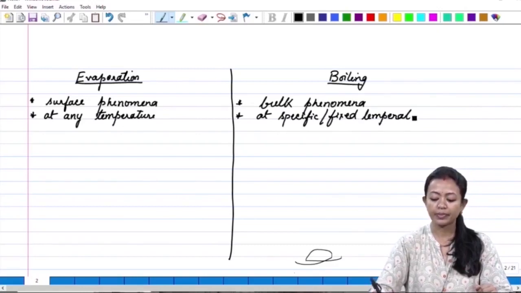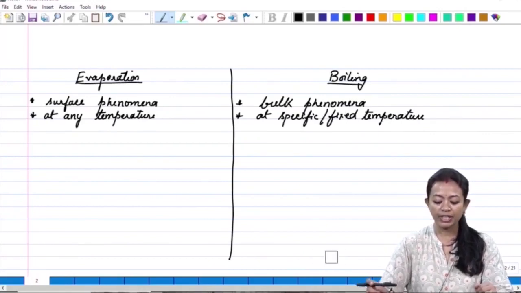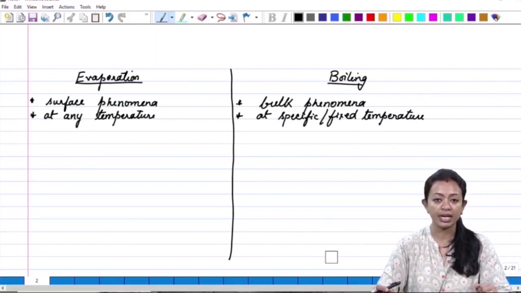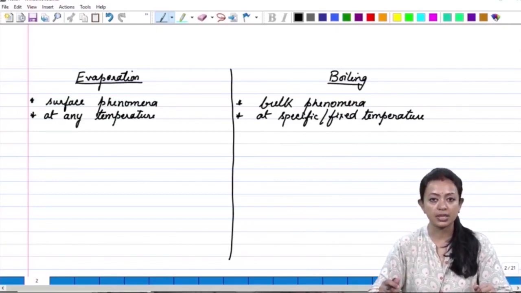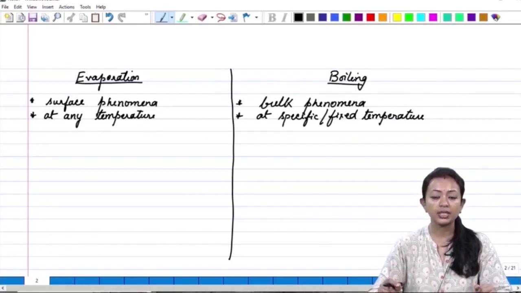So, evaporation happens at any temperature, whereas boiling happens at a fixed temperature. As I already quoted to you, water boils at 100 degrees Celsius, alcohol at 70 degrees Celsius. So, there is a fixed and specific temperature at which the boiling would start.